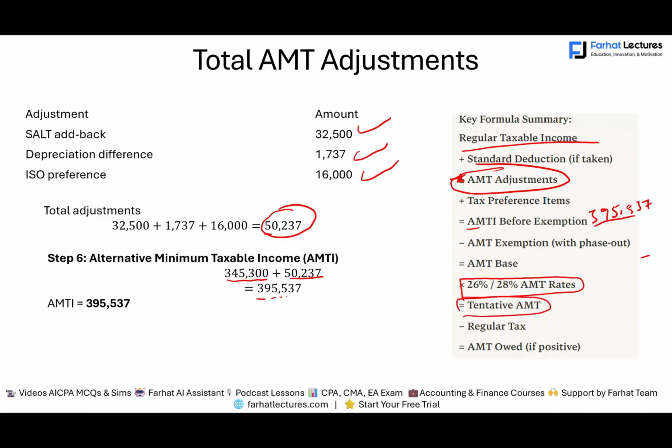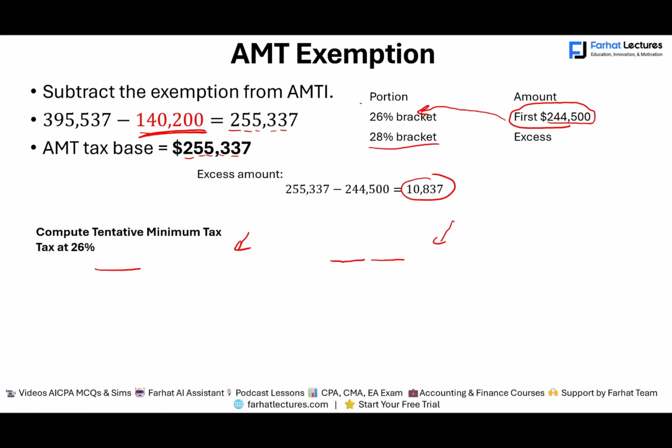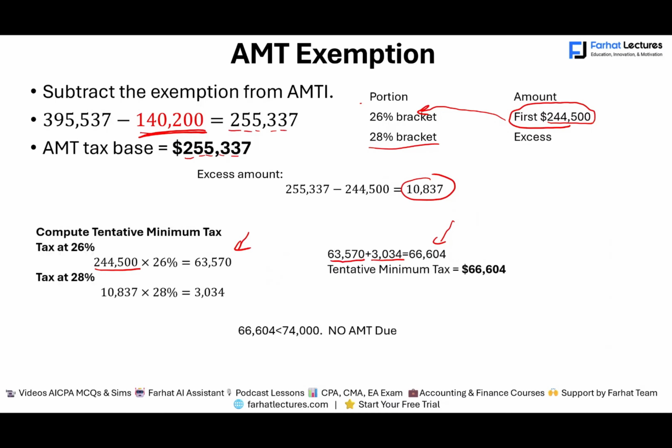Okay, so now what we did is we computed the tentative AMT. Now, what do we need to do after we compute the tentative AMT? We have to compare this to the regular tax liability, which was 74,000. So we did all this work. What we find out is AMT doesn't apply because AMT is lower than the regular tax liability. No amount is due. I hope you're not surprised. But I hope this was a good exercise, a good simulation.